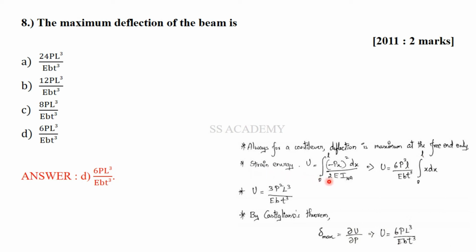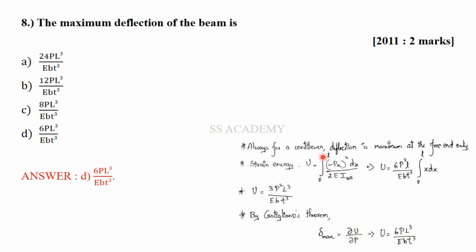Here also we are using Castigliano's theorem because it is simpler to use. As I have stated earlier, the load is acting at the free end and deflection is asked at the free end. So whenever deflection is asked at a point where a concentrated point load is acting, Castigliano's theorem becomes simpler.